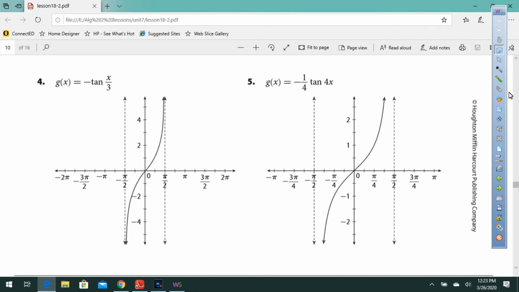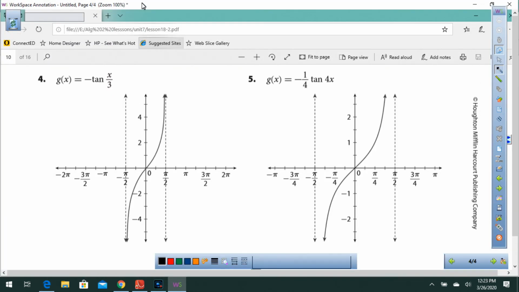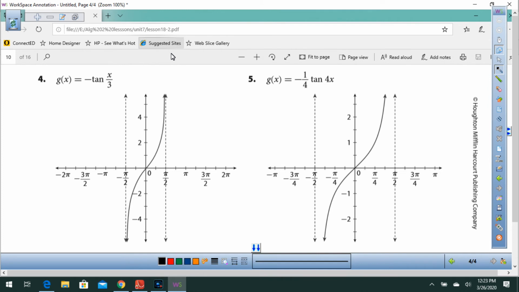That was 1 and 2, wasn't it? Well, that's 2 and 3. Now 4 and 5. So let's just work on 4 and 5 here. We got negative tangent pi over 3. So in this case here, you're going to have 1 over b equals 1/3. Okay? 1 over b. So b equals 3. So pi b would be pi times 3, or 3 pi.